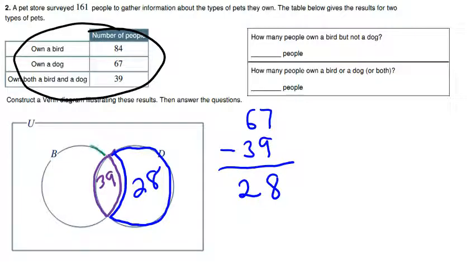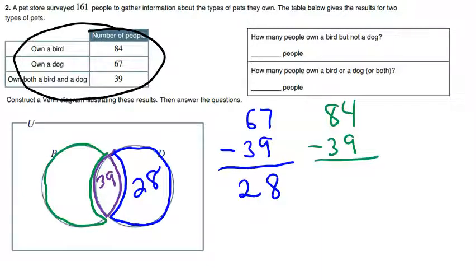Next, we're going to look at the people that belong in this particular region. These are the bird people that don't own a dog. Well, the number of people that own a bird is 84. But once again, of those 84, 39 of them own a dog. Remember, this says you own a bird. It says nothing about owning or not owning a dog. This is talking about a dog owner. It didn't say anything about not owning a bird. So be careful. So the difference between these two is 45. So we know there's 45 here.